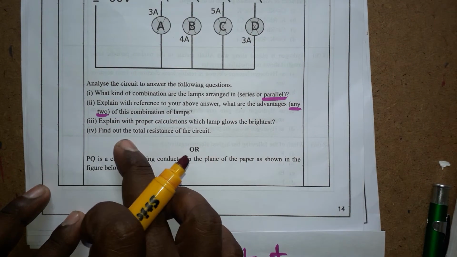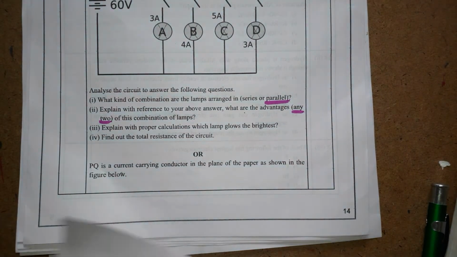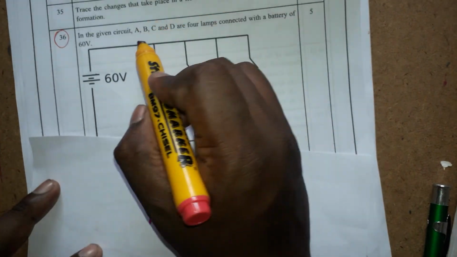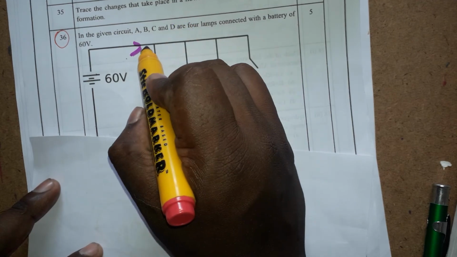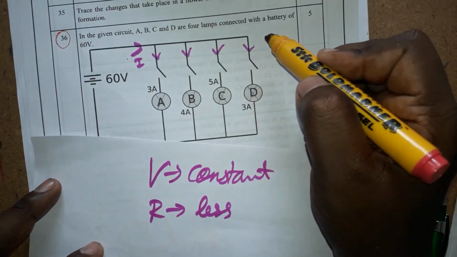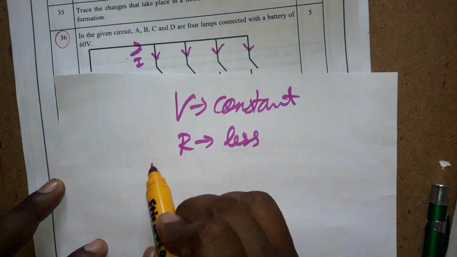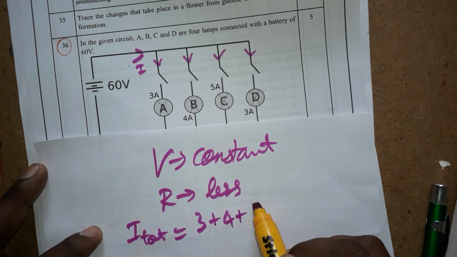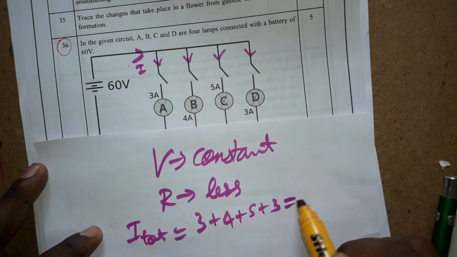The fourth question: find out the total resistance. Finding the total resistance is very simple. First find the total current. I have taken I total, I1, I2, I3, I4. The total current I add as 3 plus 4 plus 5 plus 3, so I get 15 ampere.